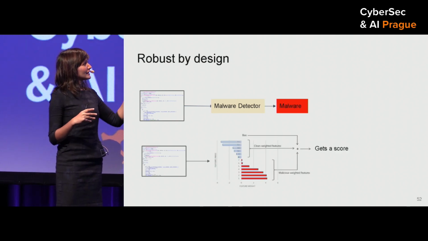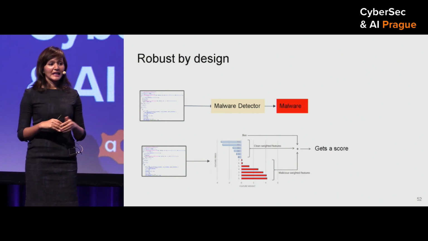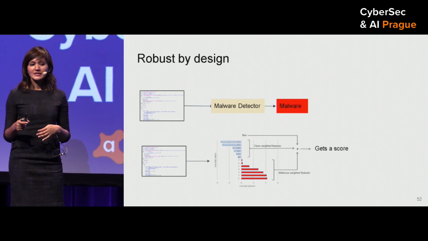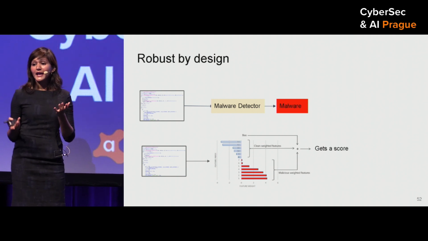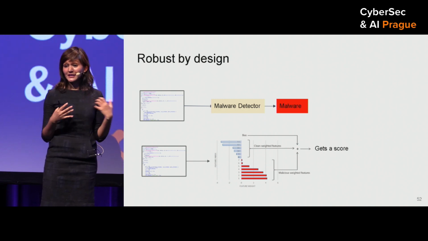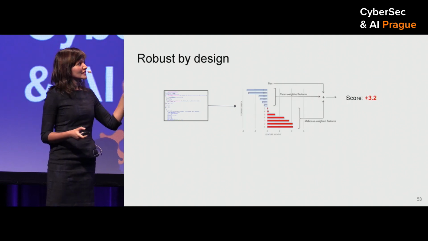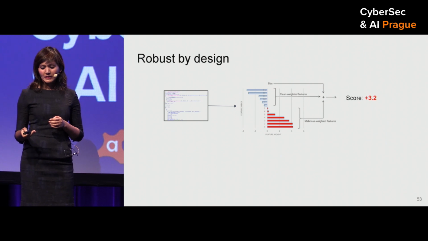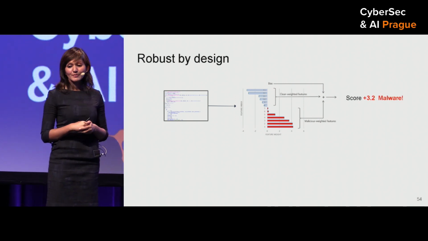Let's consider this malware detector is a logistic regression-based malware detector. It has some features from benign files and some features from malicious files. Whenever it gets a file, it analyzes this file and gives it a score based on the number of malicious features this file has and the number of benign features this file has. Let's suppose in this particular case, this file gets a score of 3.2. It will be considered as malware because the score is positive.